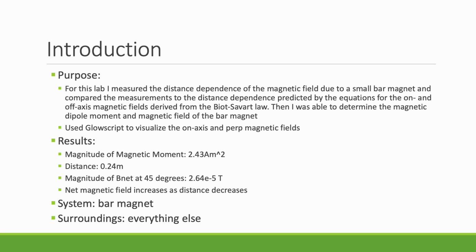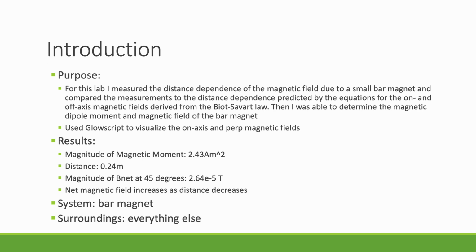So, a sneak peek of the results. The magnitude of the magnetic moment was 2.43 A·m². The distance was 0.24 meters. The magnitude of B net at 45 degrees was 2.64 times 10 to the negative fifth teslas. And I also noticed that as the magnetic field increases, the distance decreases.